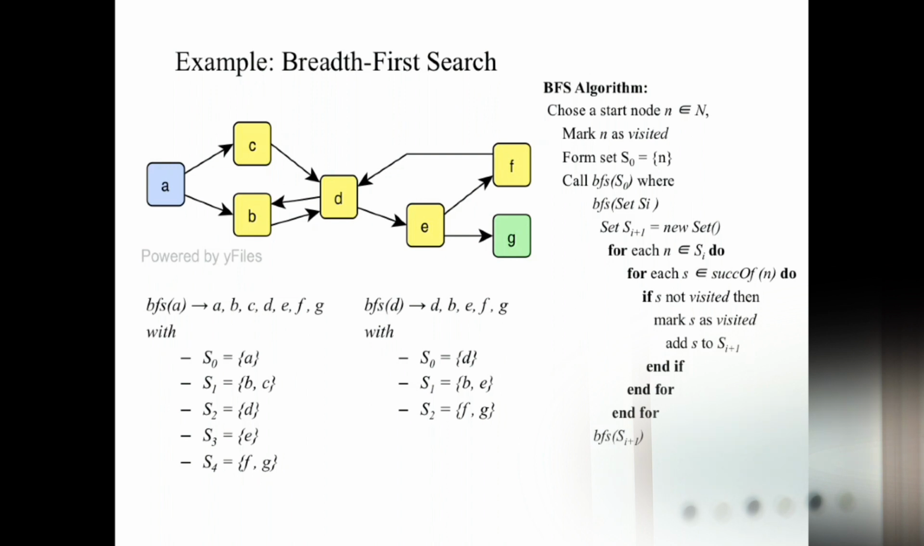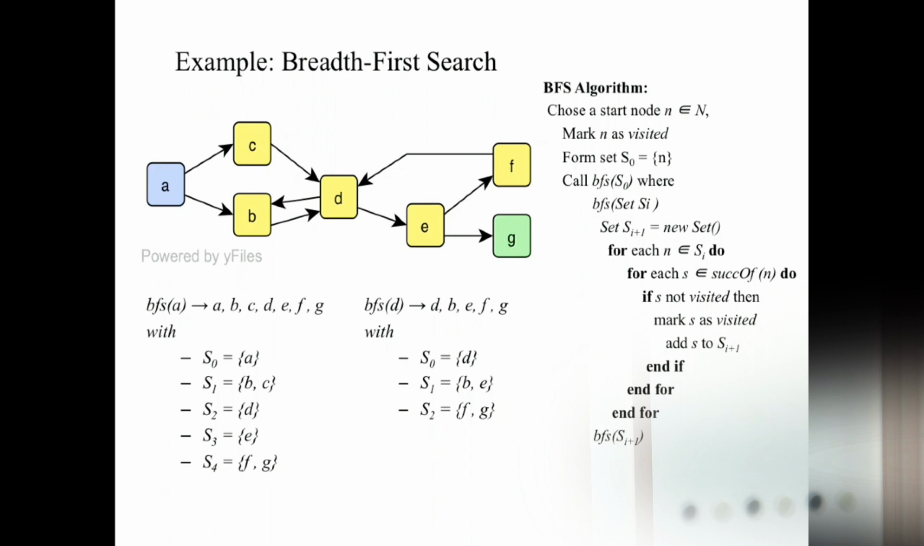S1 initially will be empty, but then you add the successors of A, B and C, into that before going to the next. Once you have visited all the nodes and completed it, we call this BFS on the new set that you have created, i plus 1. So, i was 0, now you call it on 0 plus 1, which is 1, and so on.